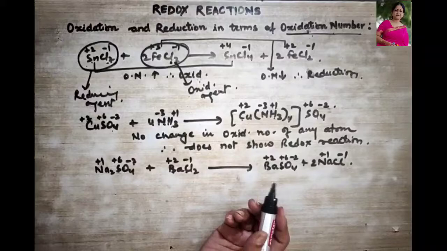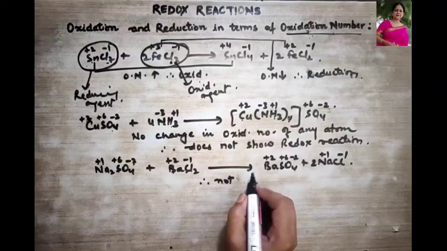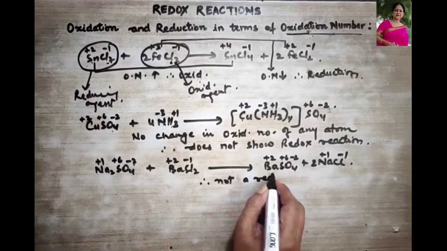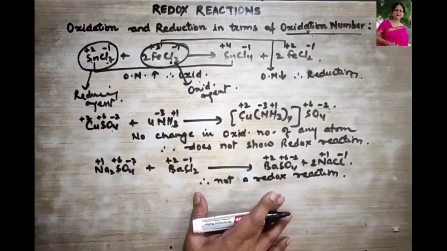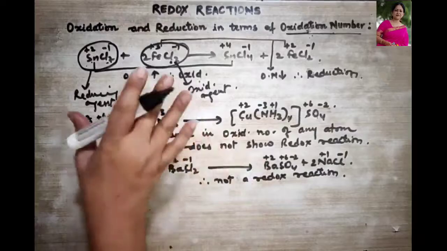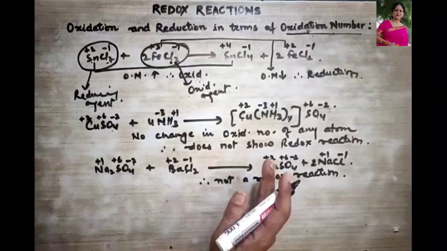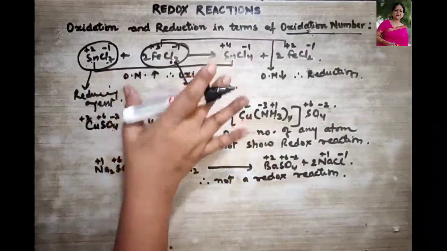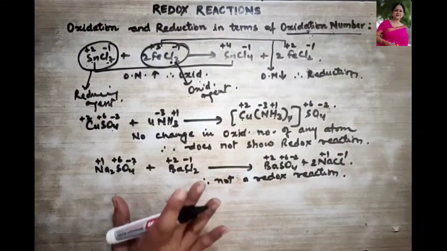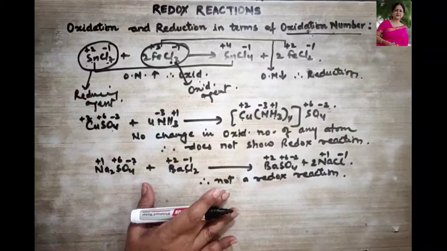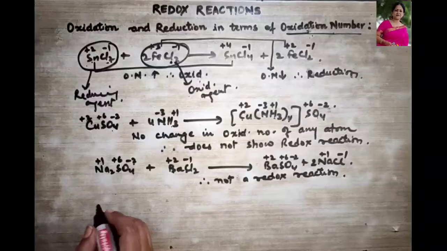So what do we see? No change in oxidation number. Therefore, this reaction is also not a redox reaction. I hope this point is very clear. The concept of oxidation reduction in terms of oxidation number: if there is variation in the oxidation numbers, then only the redox reaction takes place. But if there is no variation in the oxidation number of the atoms, then we say that the reaction does not show redox reaction. With this, let's see one more reaction.